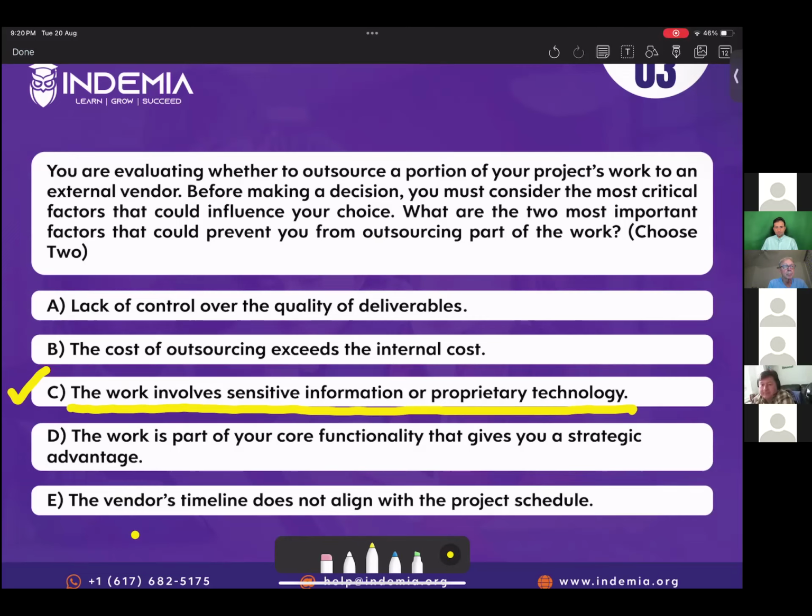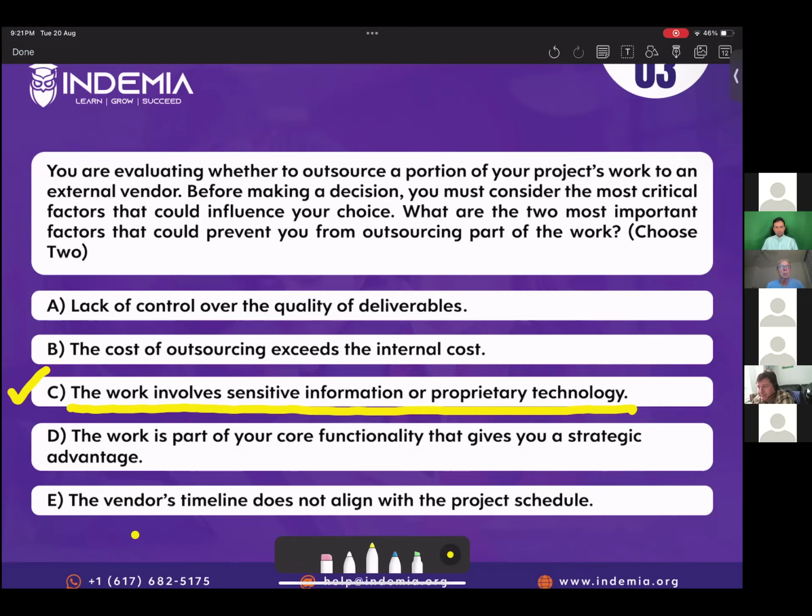I thought that B being the cost and E being the timeline would represent two sides of our project triangle, where scope is also playing a big role. So that's why I thought cost and time would be the two biggest factors to influence the decision. All right. Thank you. Mohan, you have chosen option A and D.